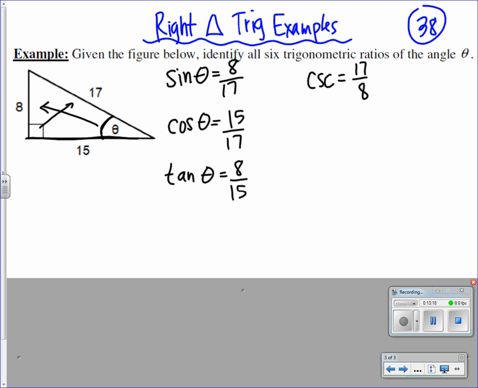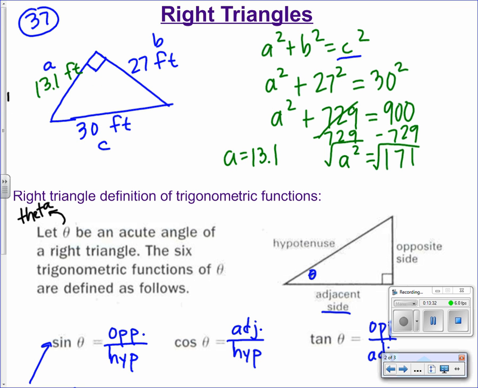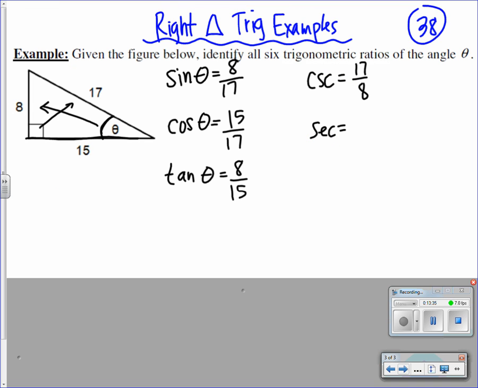Inverse of cosine is the one that doesn't start with c. So that's the secant. And if you need to look in your notes, then you can, because the one directly under it is the reciprocal, okay? So secant is going to be what? The reciprocal of cosine, so it'll be 17 over 15. And cotangent's easy to remember because it is the reciprocal of tangent, which is what? 15 over 8. Okay? Okay, let's do one more example.